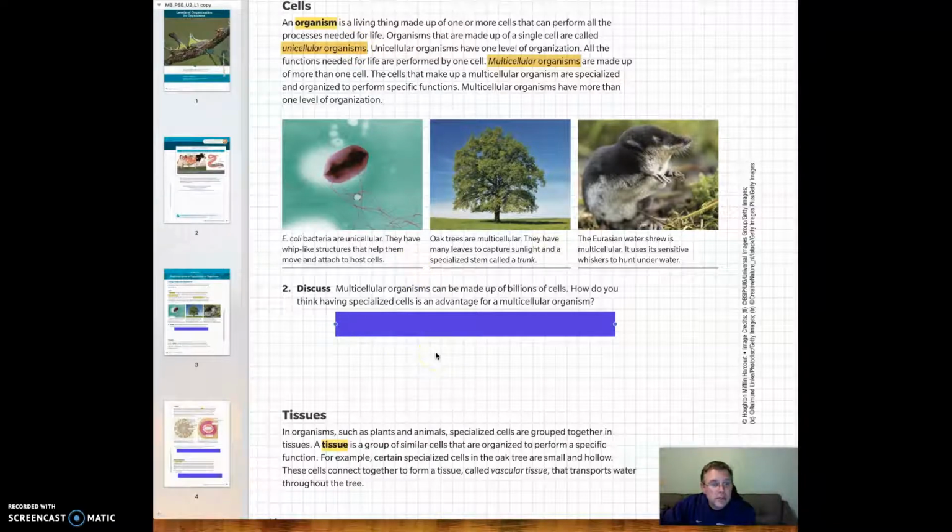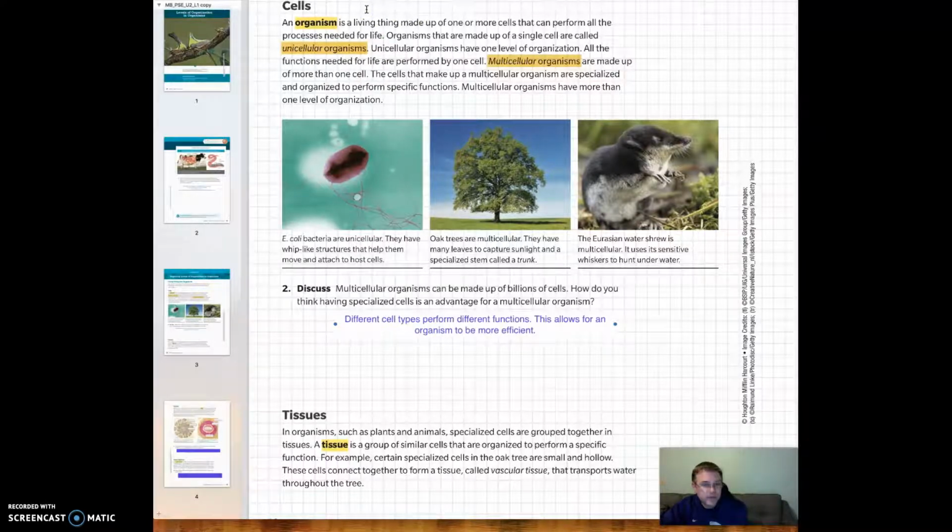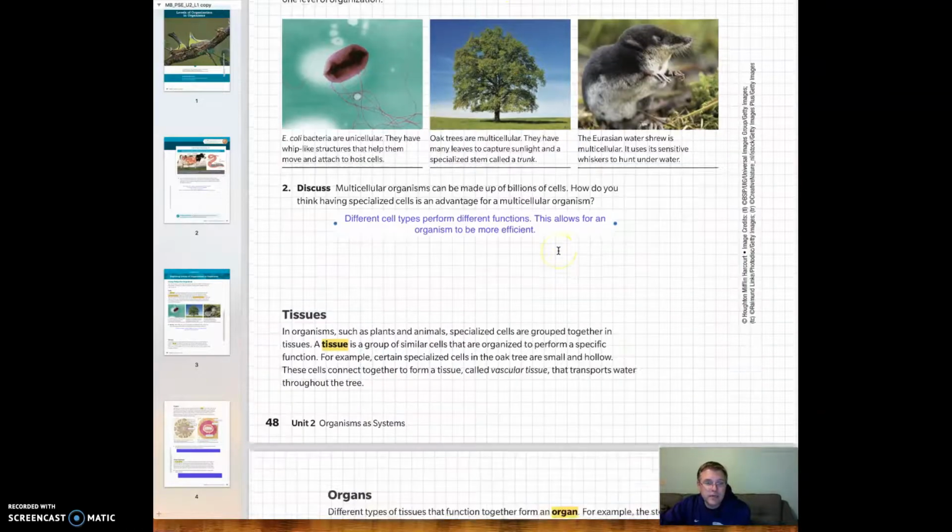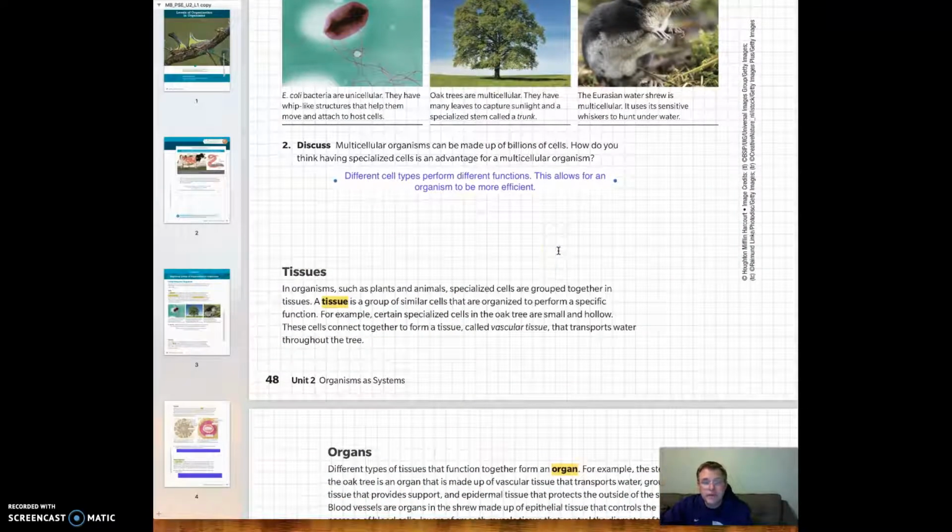Alright, so our little discussion here. Multicellular organisms can be made up of billions of cells. How do you think having specialized cells is an advantage? Kind of what I just said there, right? Different cell types perform different functions, and this allows for an organism to be much more efficient.